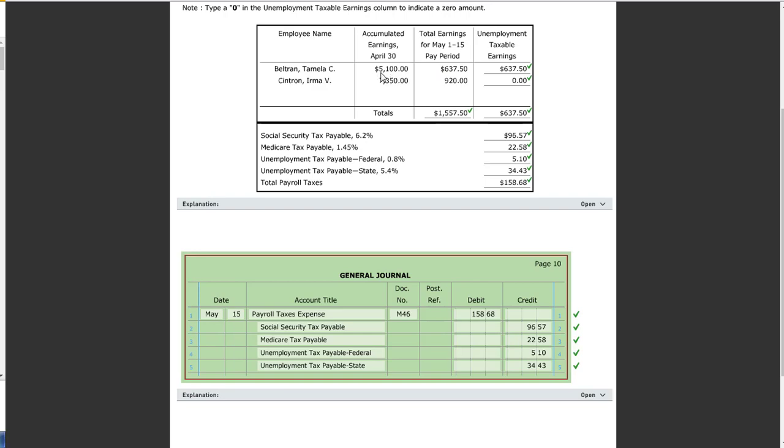If this said 6,700, this is the same earnings. To get to 7,000, I would just need $300, and I would pay taxes on $300.